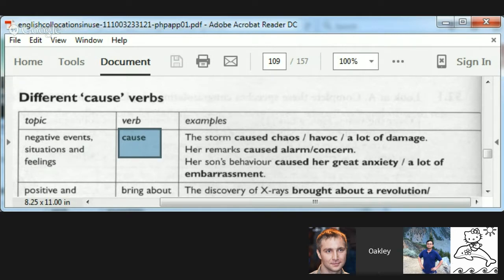Duh. Heidi, can you read some of the examples? Okay, negative event, situation, and feelings. The storm caused chaos, havoc, a lot of damage. Her remarks caused alarm, concern. Person's behavior caused her great anxiety, a lot of embarrassment. Okay, so quite clearly here we have a lot of verb and object noun collocations.